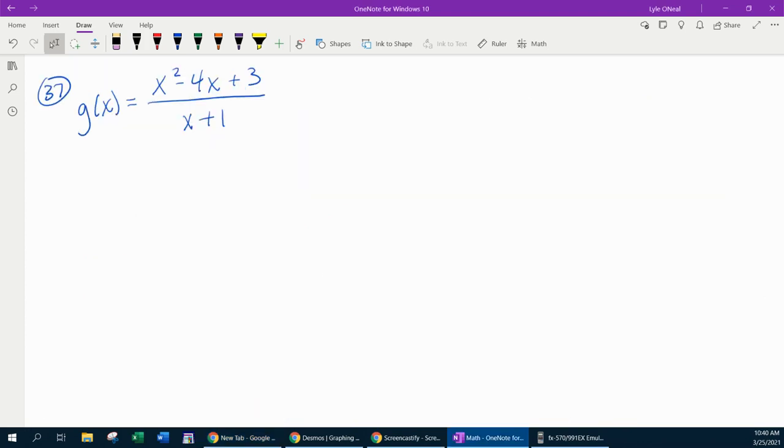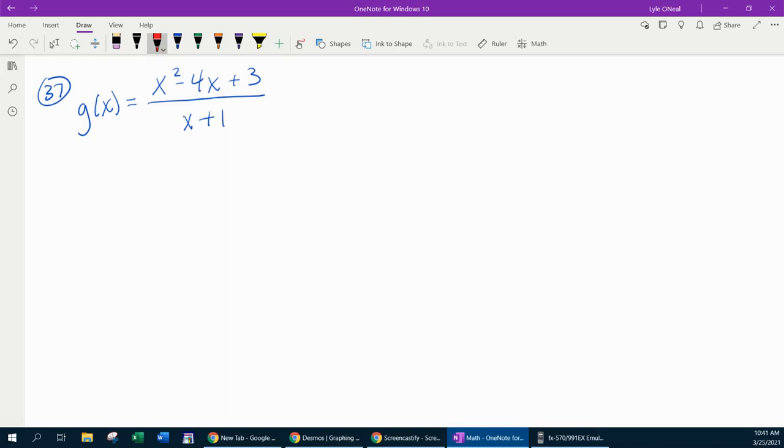So our next example, number 37, the instructions ask us to find the x and y intercepts, the asymptotes, the domain, and the graph of the function. So we have a lot of stuff to find. Let's start with the easy stuff first.